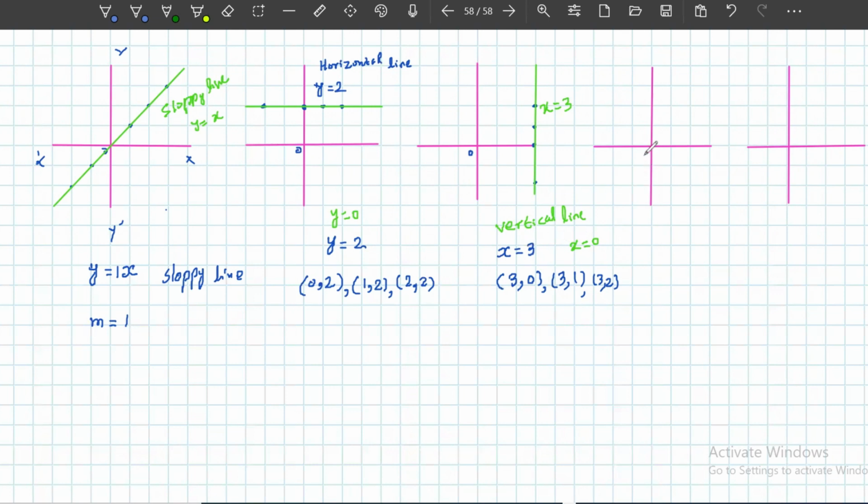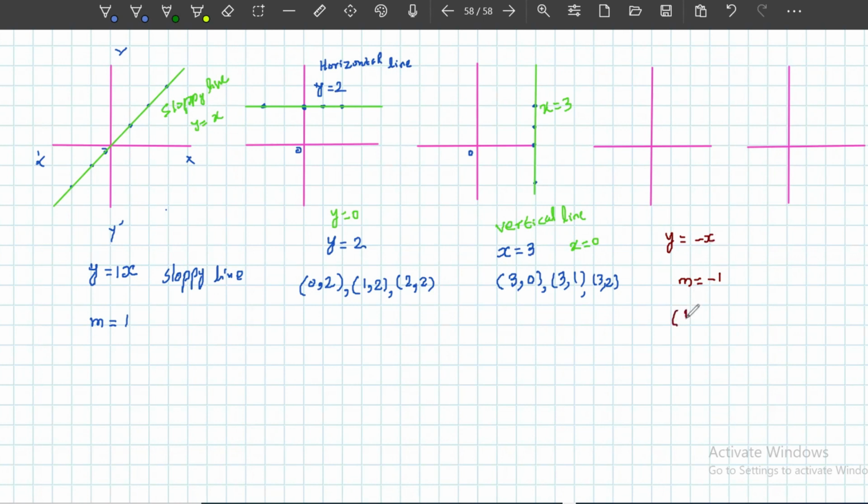Now, next we can give one example of a negative gradient. For example, if we have y is equal to minus x, in this case our gradient is negative. So when the gradient is negative, as I said before, the line goes from left to right, downward. If I choose any point, if you choose x positive one, y would be negative one.